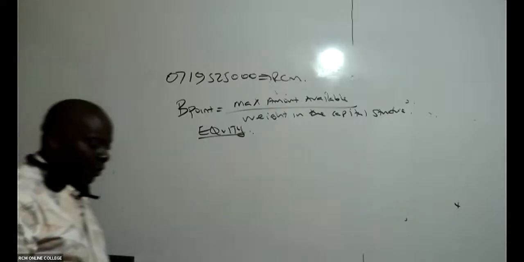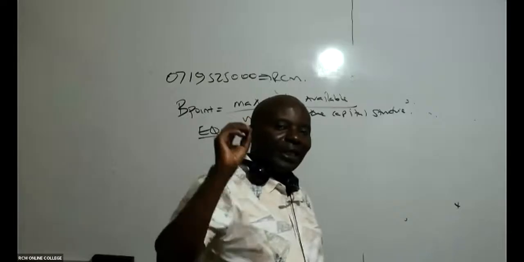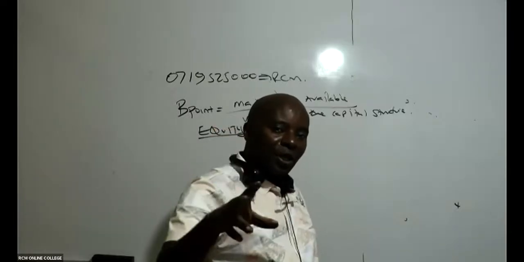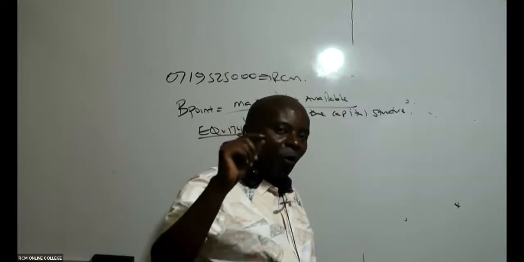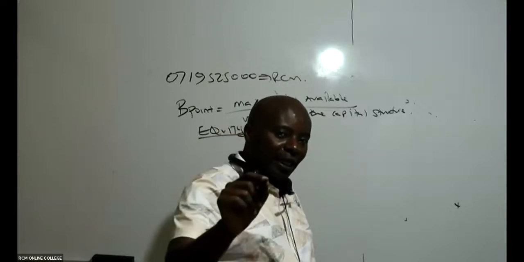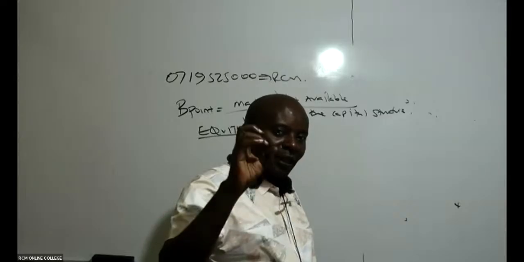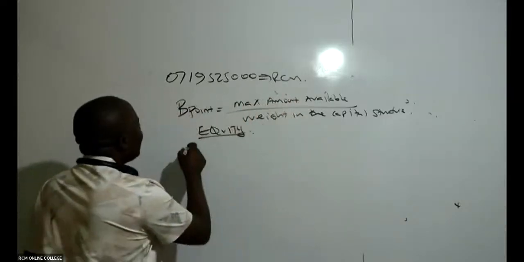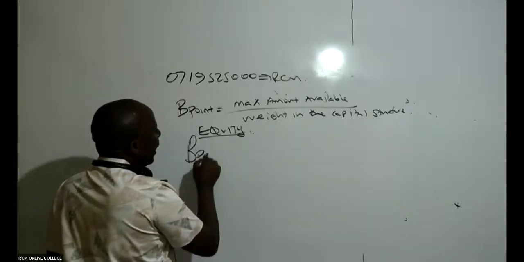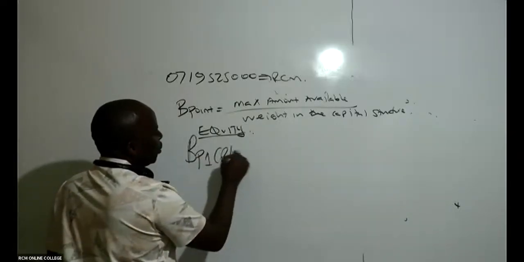So remember, for equity, you've got two things. You have retained earnings and you have ordinary shares. So for equity, you must give us a breakpoint for retained earnings first, because it is cheaper, and then a breakpoint for the ordinary shares. So come here and they give me BP1, retained earnings.